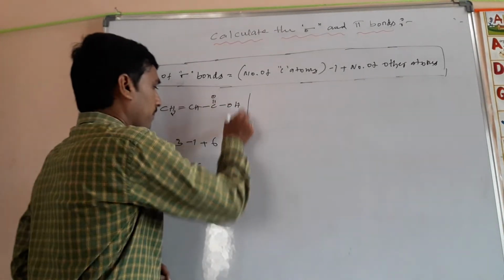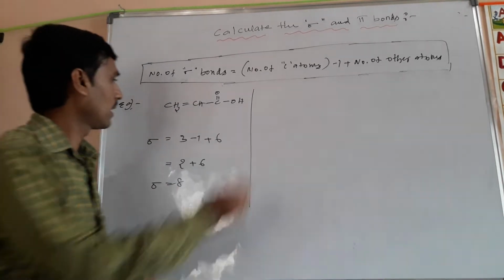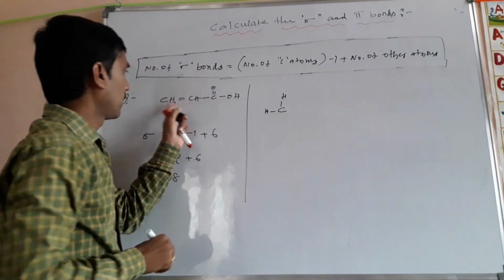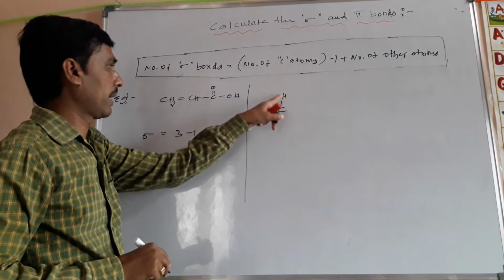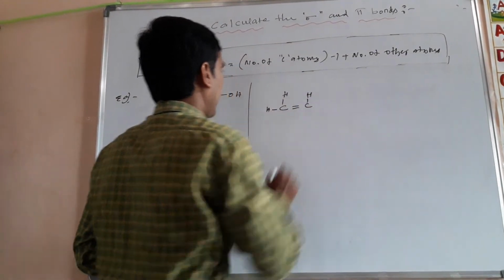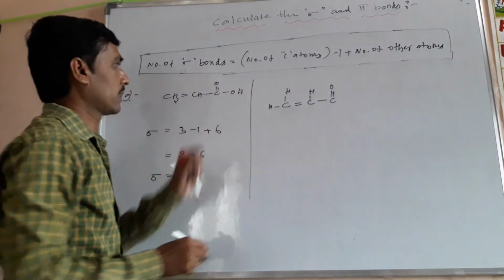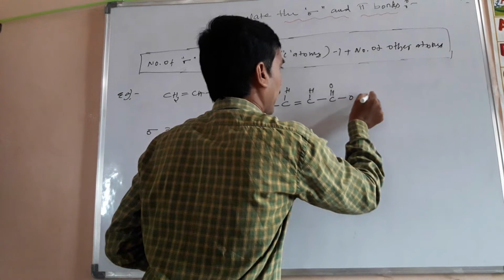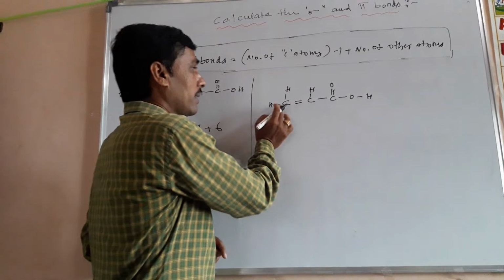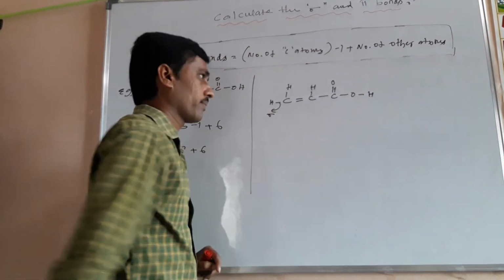We are using another way to find out sigma bonds. How many sigma bonds are there? That is CH2, that is C-H, H. Next the double bond, next the C-H bond, C=O, next the O-H bond. We find out how many sigma bonds are there. In this molecule, the C-H bond is called a sigma bond.